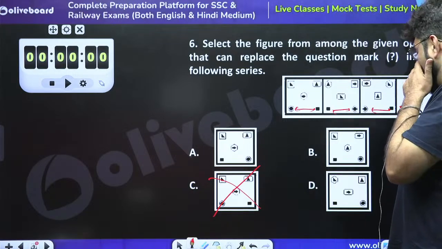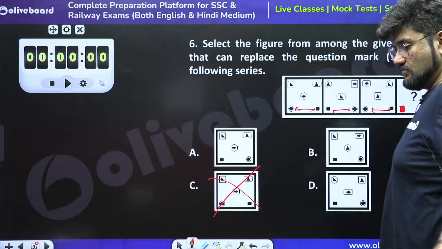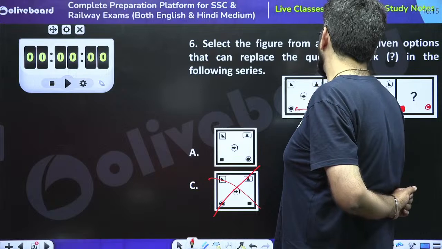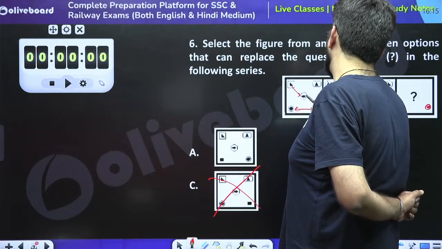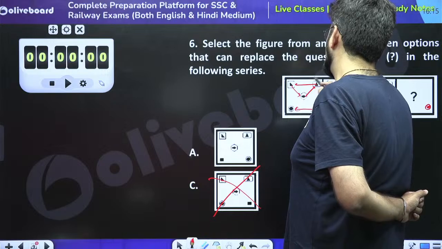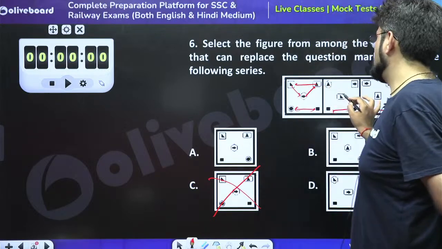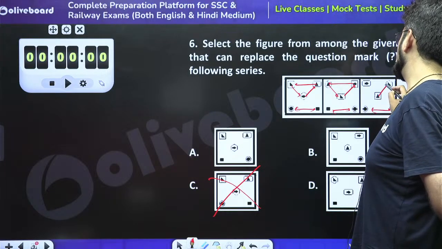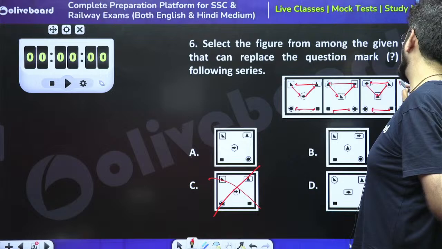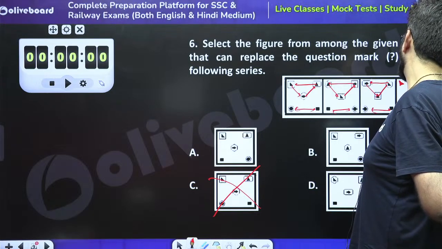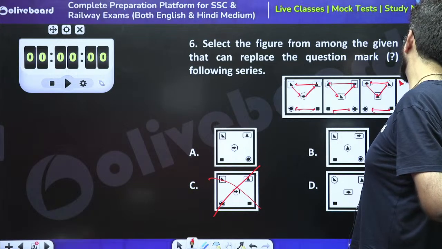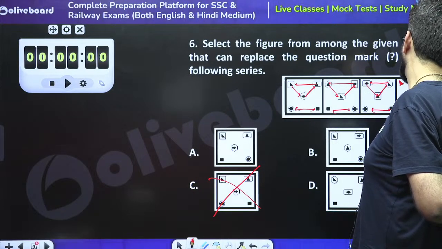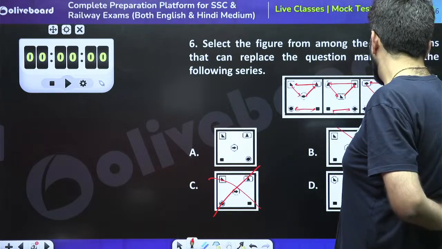Now, either you can look for the options which are changing only, or if you look at the logic, what exactly is happening here is this right angle triangle is coming down, this arrow is going up, and this triangle is coming here. But it is only the internal figures which are following this logic. So this triangle will go here, this right angle triangle will come here, this arrow will come down. So the right angle triangle will be here, the arrow will be here, and this isosceles triangle will be here. Now check. So this is eliminated.